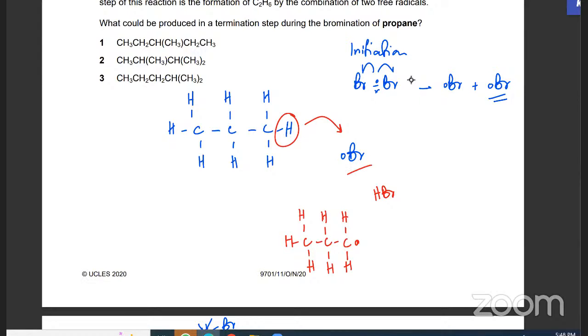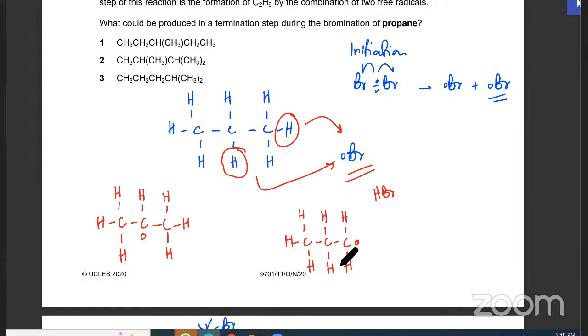Now this bromine radical over here can steal any one of the hydrogens. It could also steal one of these hydrogens as well. So let's say it does that. In that case, you'll have another radical produced, and that radical would be the middle carbon atom, because all the other bonds are complete. The middle carbon is the one where the H has been stolen by the bromine atom. And these are the only two possible alkyl radicals in this case.